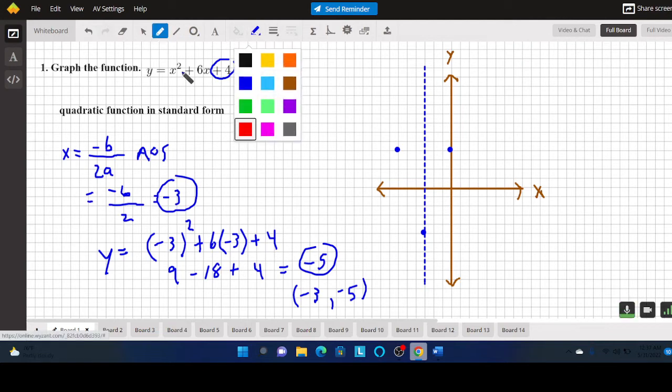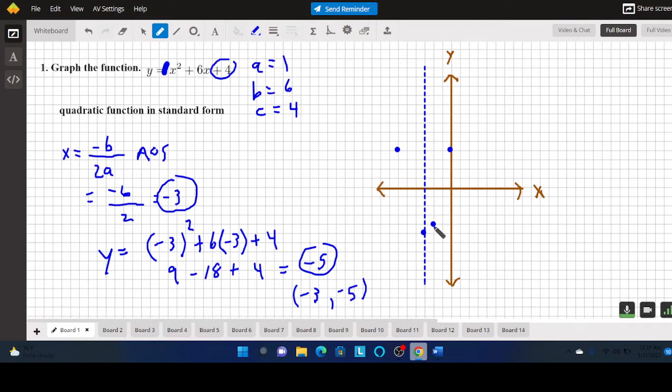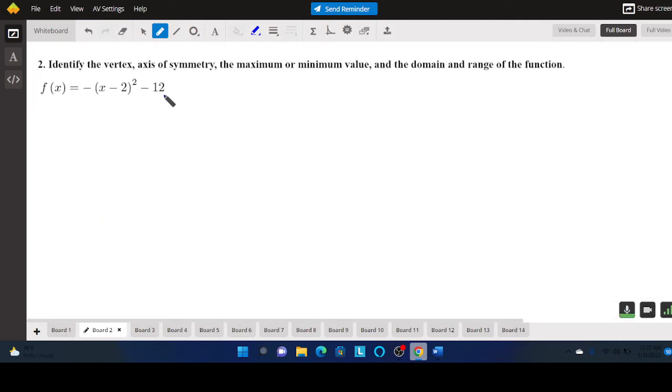And last comment, since our a value is 1, we know we can go over 1 up 1 from the vertex, over 1 up 1 for additional points. Can also go over 2 up 4 because 2 squared is 4. Over 2 up 4. And then you can make your parabola. A little challenging to make it on here. This is a sketch. There we go.